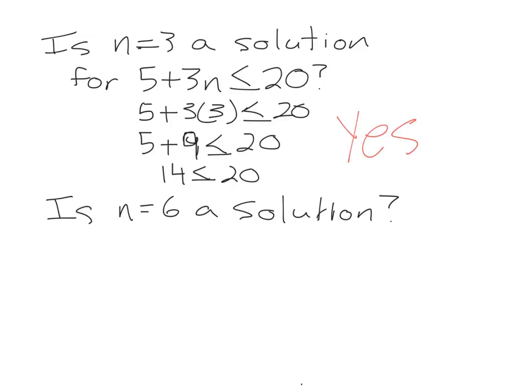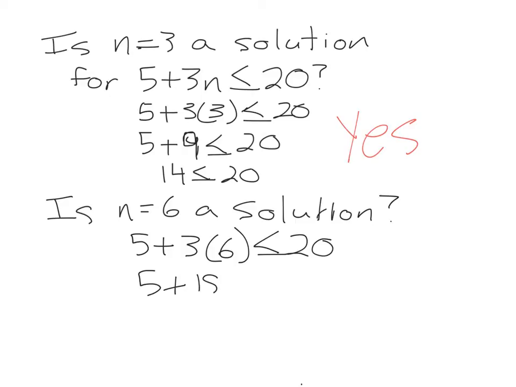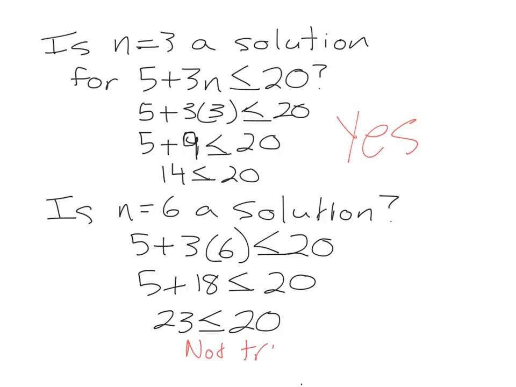And our last example, is n equals 6 a solution? And we'll use the same inequality up there. I have 5 plus 3 times 6. I'll do my substitution. I'll rewrite my inequality. 5 plus 18 after I do my multiplication. And now I add, that's my last step. I have 23 is less than or equal to 20. Now this is not true. So because this is not true, n equals 6 is not a solution. So is n equals 6 a solution? No.